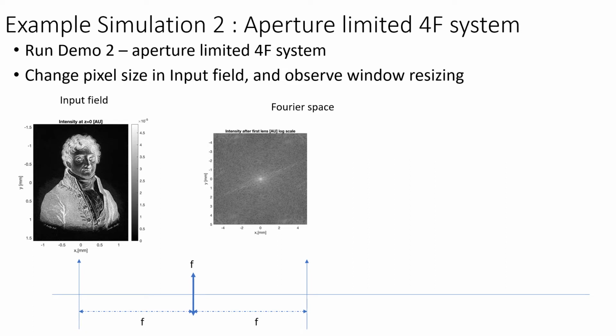What you see here is on a log scale. That is because there's a very bright dot in the center. And that is because our image is a natural image. So there's a lot of low spatial frequencies in it.